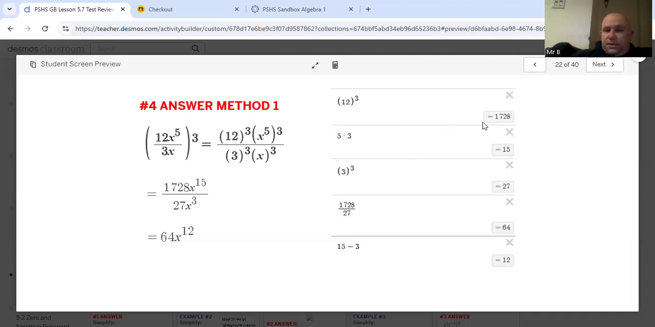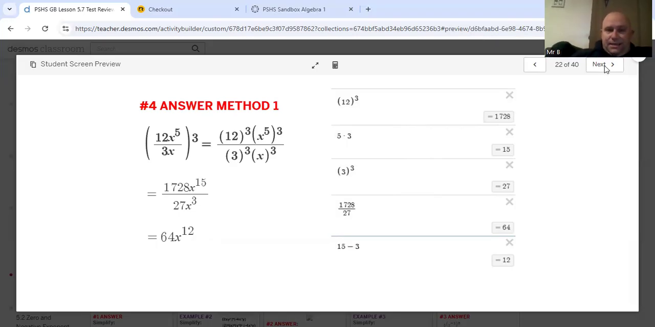12 to the power of 3, we're just using Desmos, 1728. 5 times 3 is 15. 3 to the power of 3 is 27. And then x to the 3 is just x to the 3. And although these numbers are big, remember we're using Desmos, so it doesn't make any difference. We're going to get 64. And then our rule for exponents when we divide is we subtract. 15 take away 3 is 12. That means we're only using one different method.